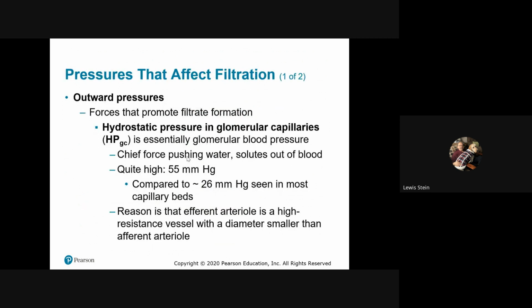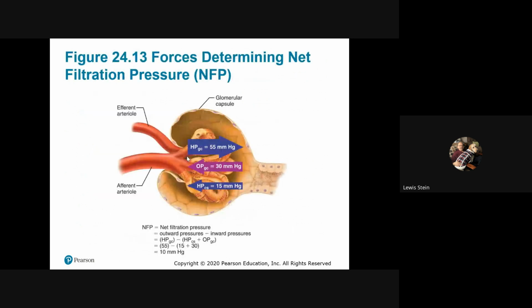But as you'll see, here's the distinction between the high 55 and normally 26. And when they do the math, you have the blood pressure, the hydrostatic pressure, the flow of the blood, high. The oncotic, call it oncotic or osmotic pressure, pulling it back in, rather substantial, but still a difference of 25. And even the fact that there's fluid in here, another 15, net pressure 10, pushing stuff out. So it's not a whole lot different than a typical capillary bed.